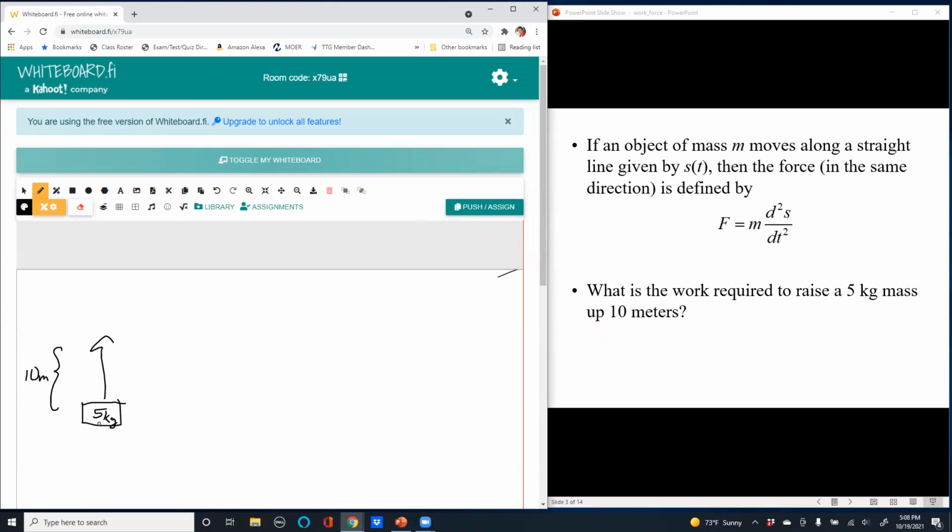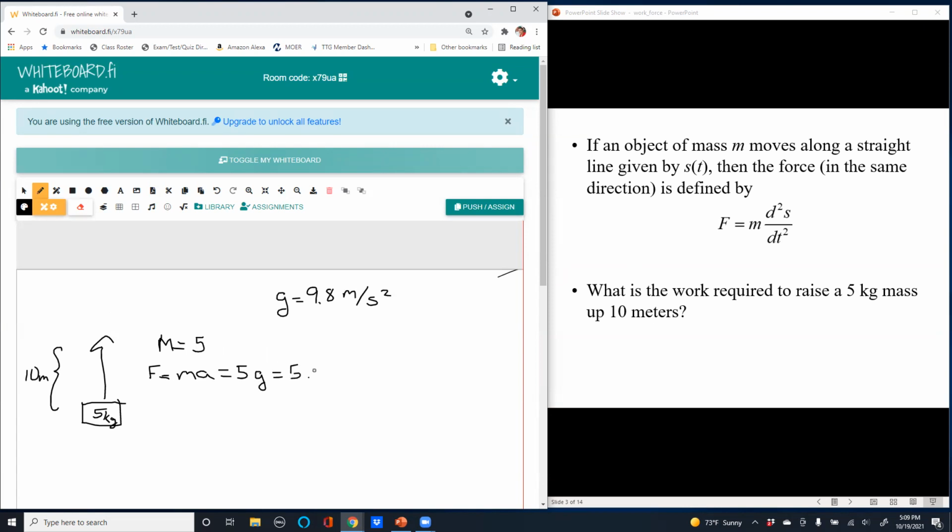All we need is the force of this object and then the distance. Now, 5 kilograms is mass. It's not a force, but as we know from here, force equals mass times acceleration, which is the 5 kilograms. And the acceleration is going to be the acceleration due to gravity. You'll just see me use G a lot in these problems. And when we do, G is 9.8 meters per second squared.